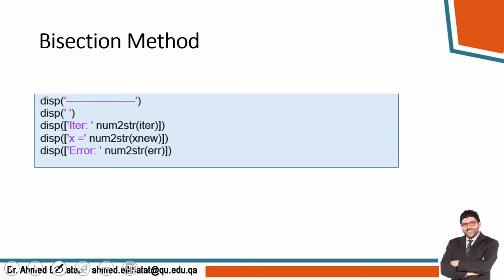Then here you can display. I put a line here and then a space and then display iteration number and then num2str. We use this to convert from a variable to a string, to a sentence or word, and because we use display, we display iteration, then x equals x new, and then the error. Okay, so this is how we use bisection to code.